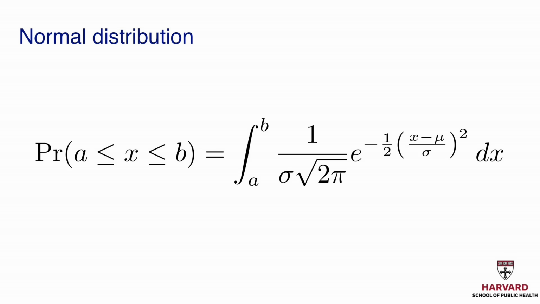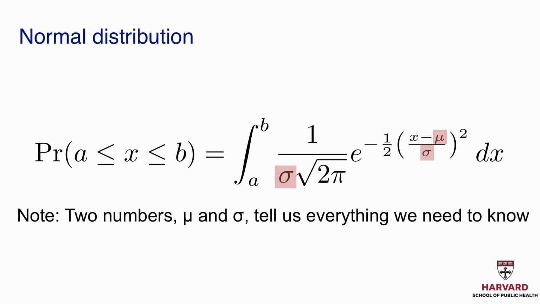Now, there's two numbers I want you to focus on in this equation on the right, and it's mu and sigma. Those are called the average and the standard deviation. The average is sometimes called the mean. You might hear me use those two interchangeably throughout this class, mean and average. Now notice that those are the only two numbers we need to know. They're the only two numbers that define the integral on the right.